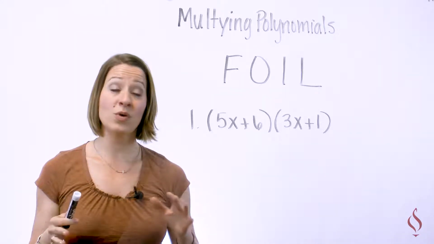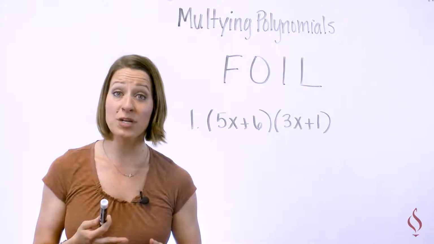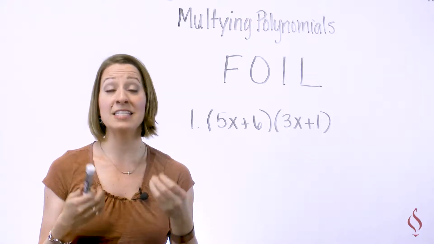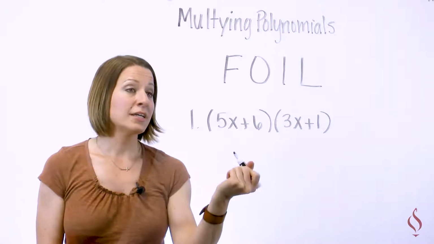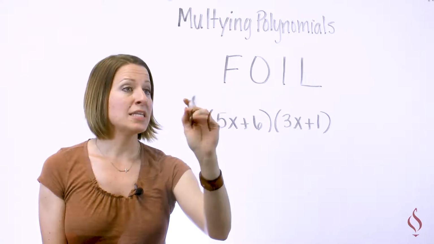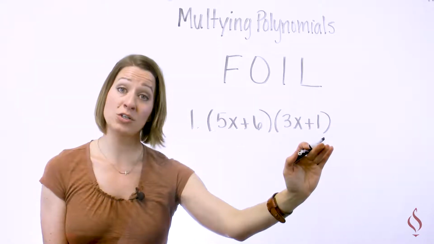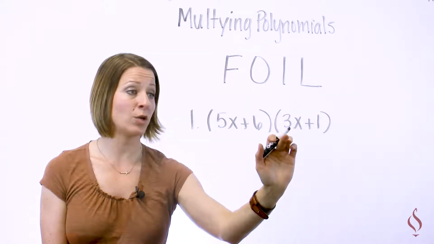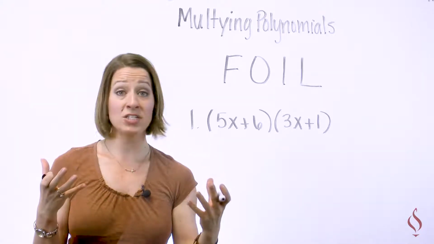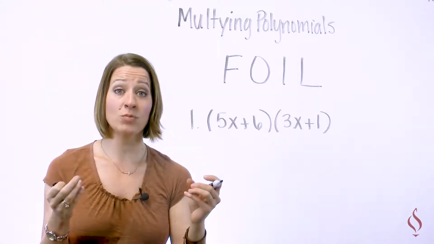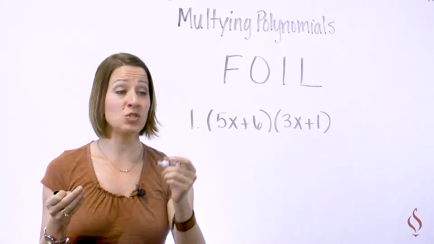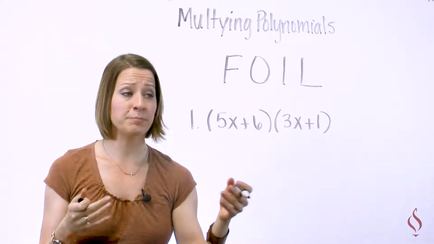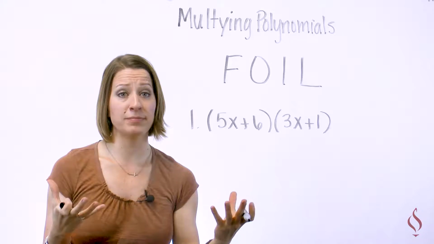First, let's review what the word FOIL means. It's an acronym, which means each letter of the word FOIL represents a different word. You may already know this. This represents the location of these terms down here because we're about to multiply this binomial times this binomial. Now, there's no magic to FOIL. It really just reminds you that you are multiplying all the necessary parts that you need to do this problem.